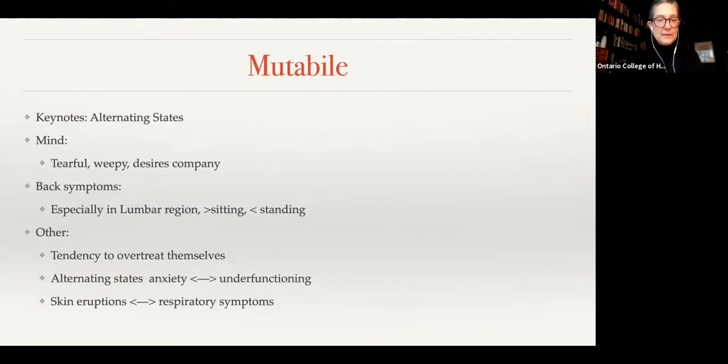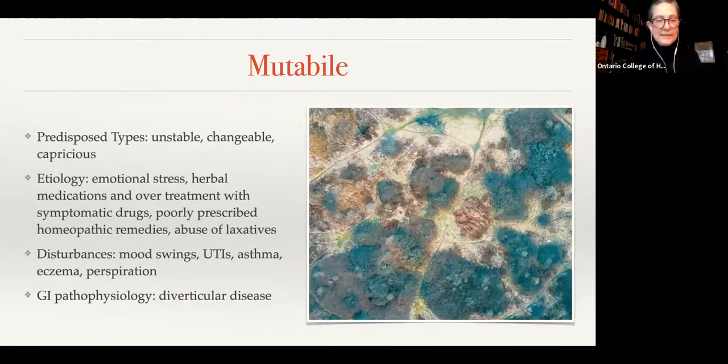The disturbances that call for mutabile, can you go back one? Thanks.